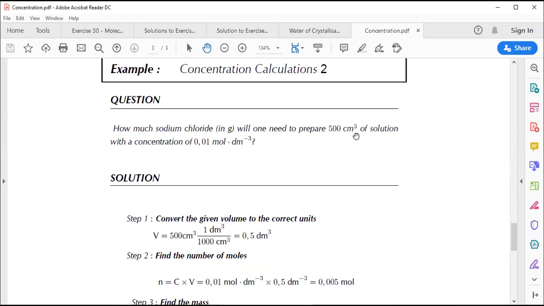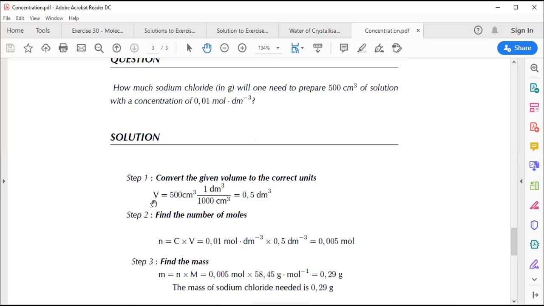The volume, is it in standard units? No, it's cubic centimeter. It's supposed to be cubic decimeter. You go to your conversion table, the one that I showed you now. You're moving from cubic centimeter to cubic decimeter, so you divide by 1,000 because you're moving 1 step. Clear? All right. So you convert your volume to cubic decimeter, you divide by 1,000. It gives you 0.5 cubic decimeters.